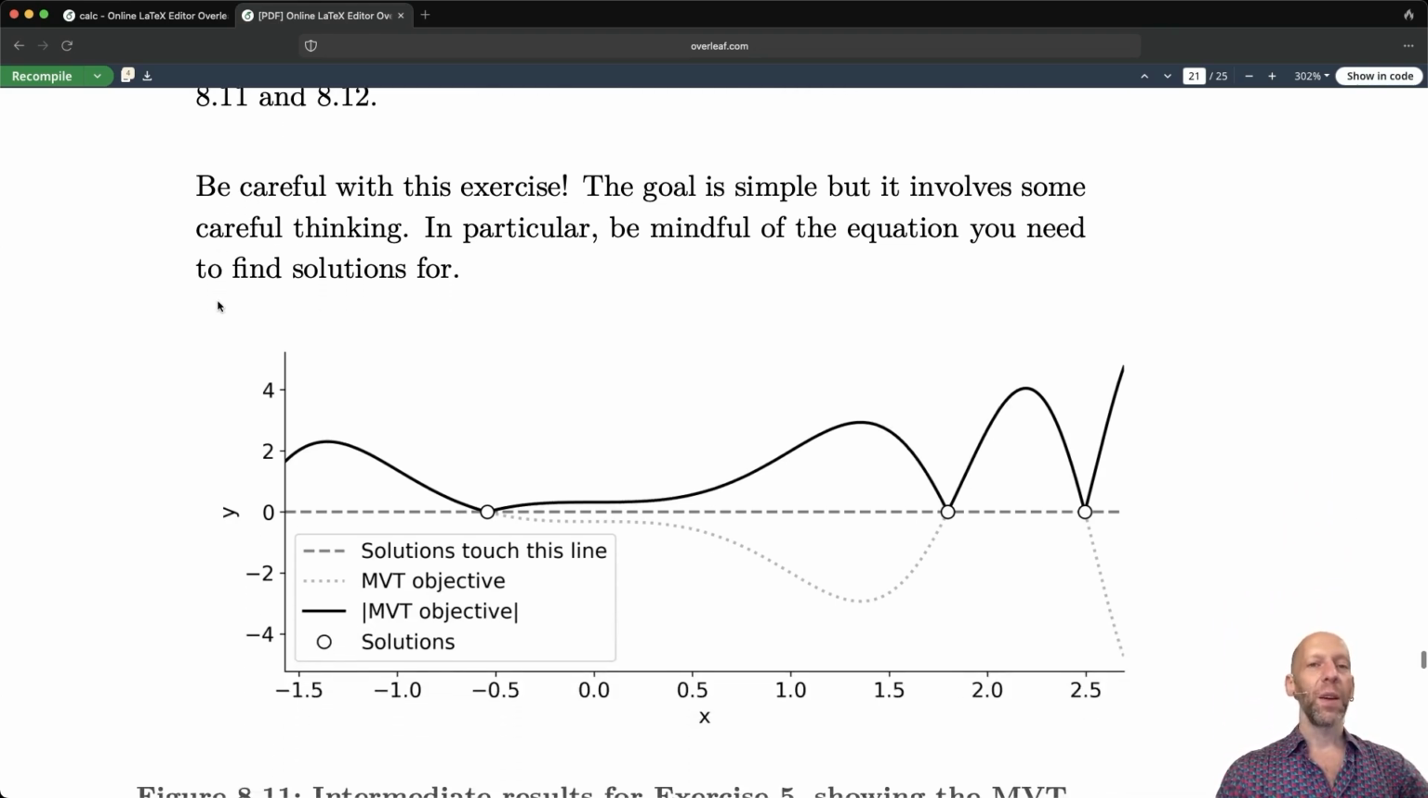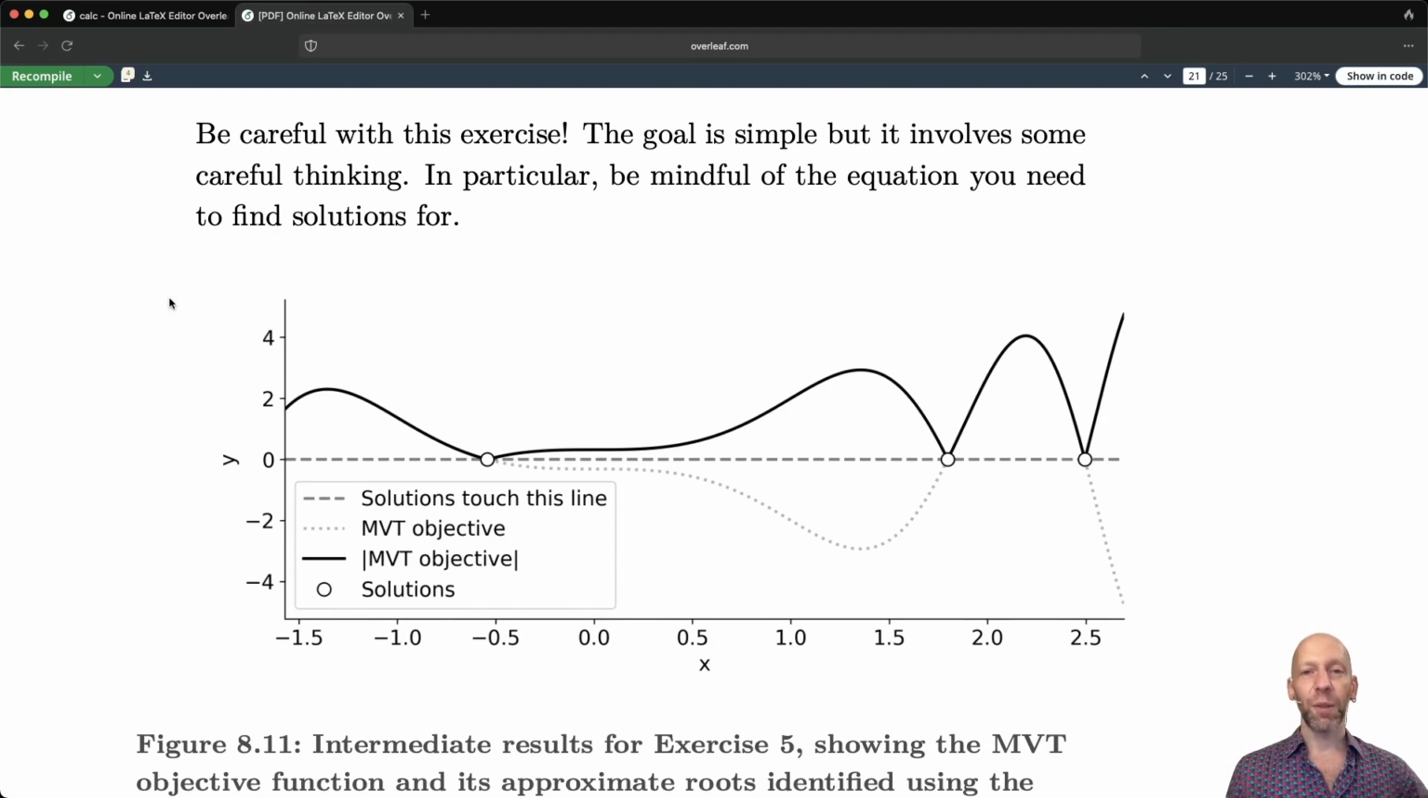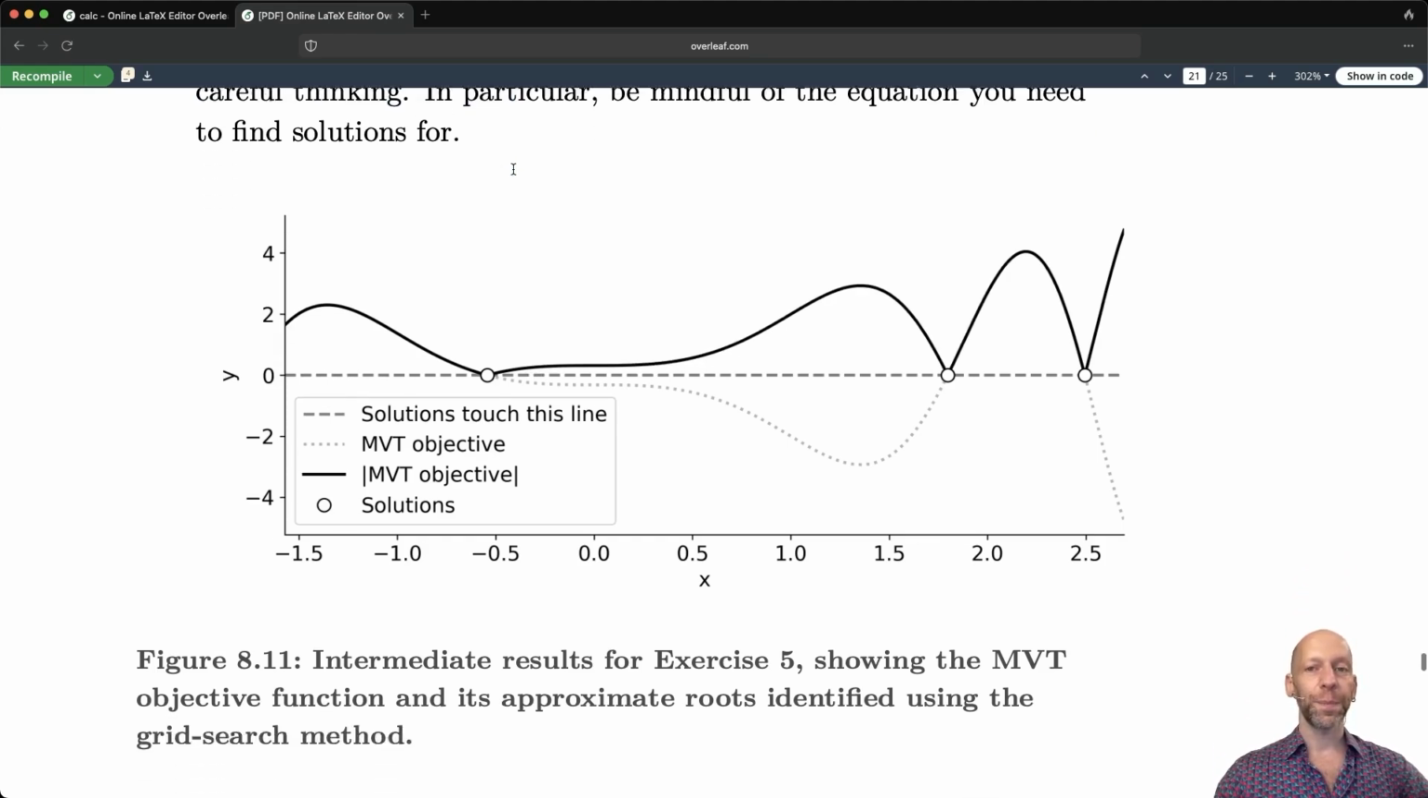Okay, there is a lot of coding involved in this exercise, but as I said, there isn't a whole lot of new material conceptually, so you can find the appropriate code from Chapter 6, Chapter 7, and Chapter 8 to merge together to solve this exercise. There is one tricky part conceptually, which is making sure you understand which equation you need to solve and find solutions for.